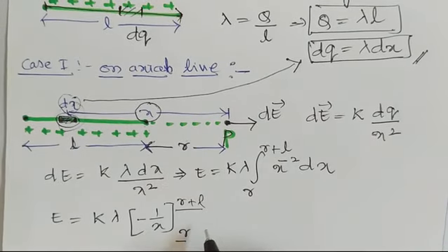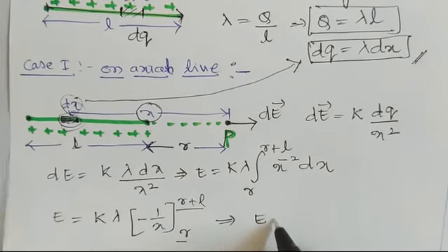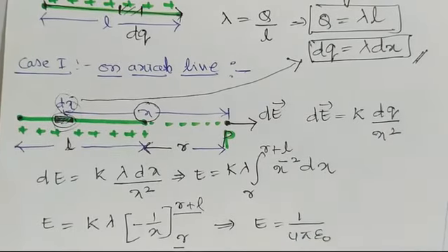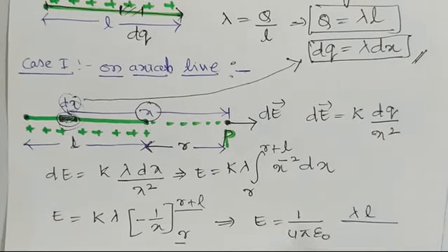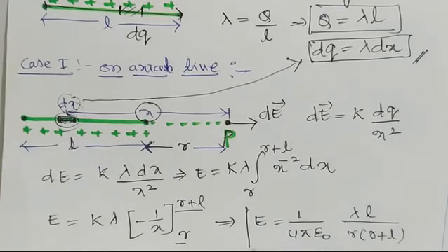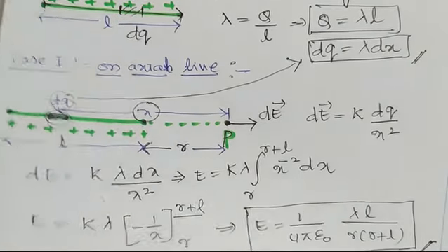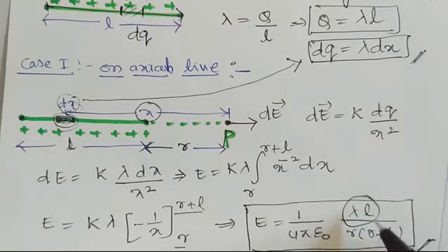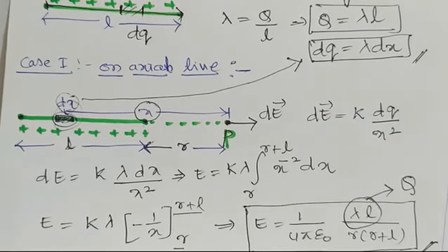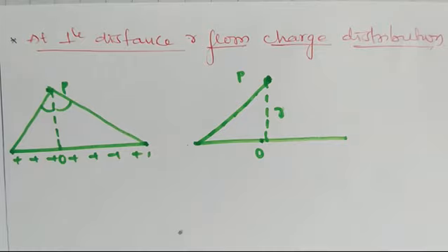So now when you substitute these, you will get E is equal to K, and K can be written as 1 by 4 pi epsilon naught, lambda into L divided by r into r plus L. This is the field of a linear charge on the axial line, right? This lambda into L can be written as Q if they have given the total charge Q, so you can replace lambda into L by Q also, right? So we will discuss the next one.